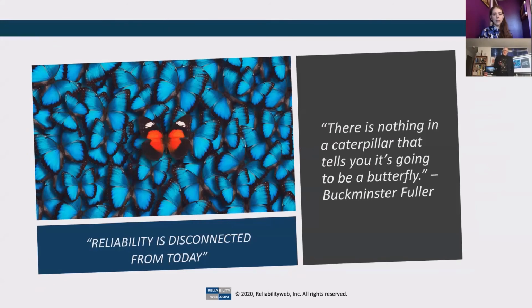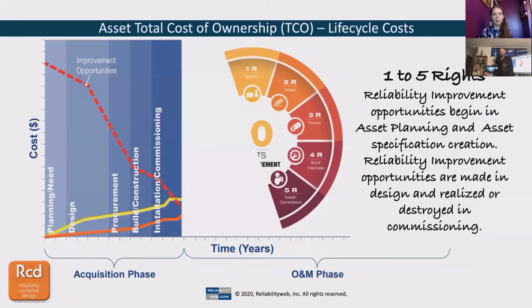You know, Buckminster Fuller said there's nothing in a caterpillar that told you it's going to be a butterfly. Reliability is disconnected in time. Look at that red line. I know it's a lot of information on that graph, but look at the dotted red line. What that's really telling you is your opportunity to improve reliability.